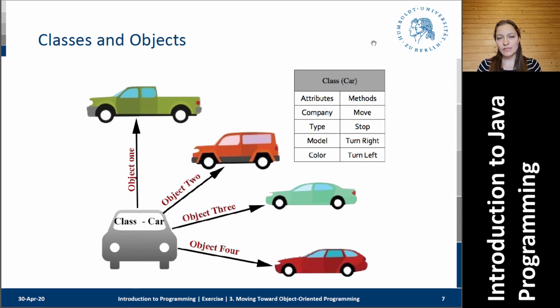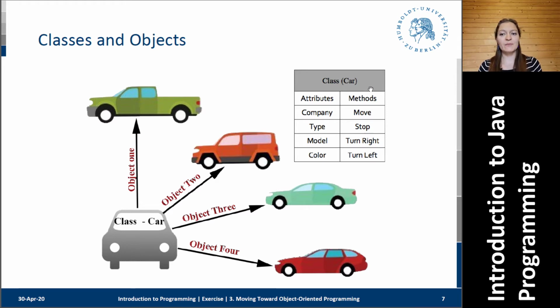This is a very important topic since the whole Java concept is built around the concept of classes. So just imagine that you have a class car. This is a blueprint or a template class that has some specific attributes like company, type, model, color. Attributes you will see in different sources. They're also called data, they're also called variables. This is all the same.